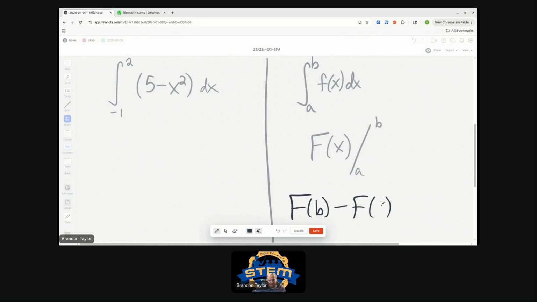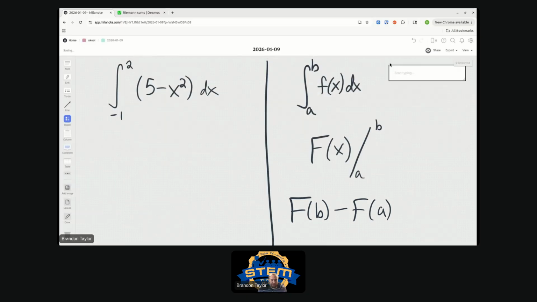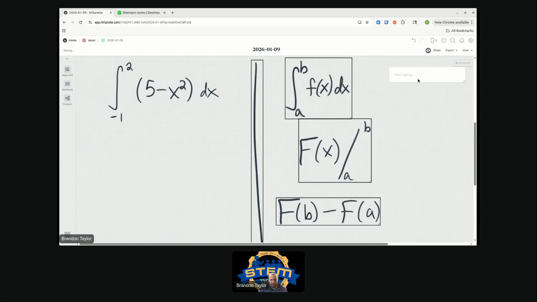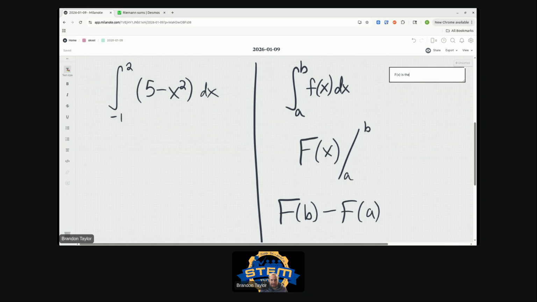So that's the easy part. That's just normal algebra. The hard part is finding capital F from lowercase f. So what is that? There are two ways of thinking about it that are equally valid. We say that capital F of x is the antiderivative of lowercase f of x. And the second way to word it is that lowercase f of x is the regular derivative of capital F of x. So two different ways of describing the same concept.